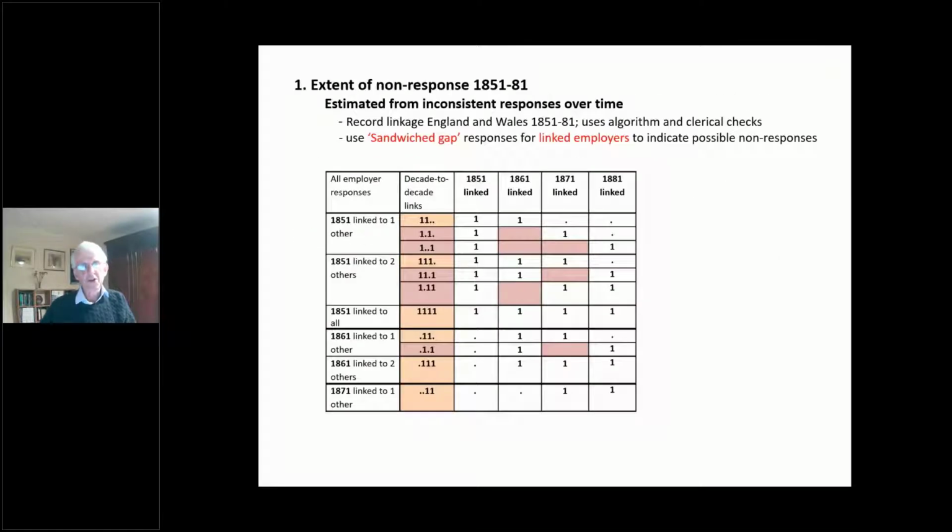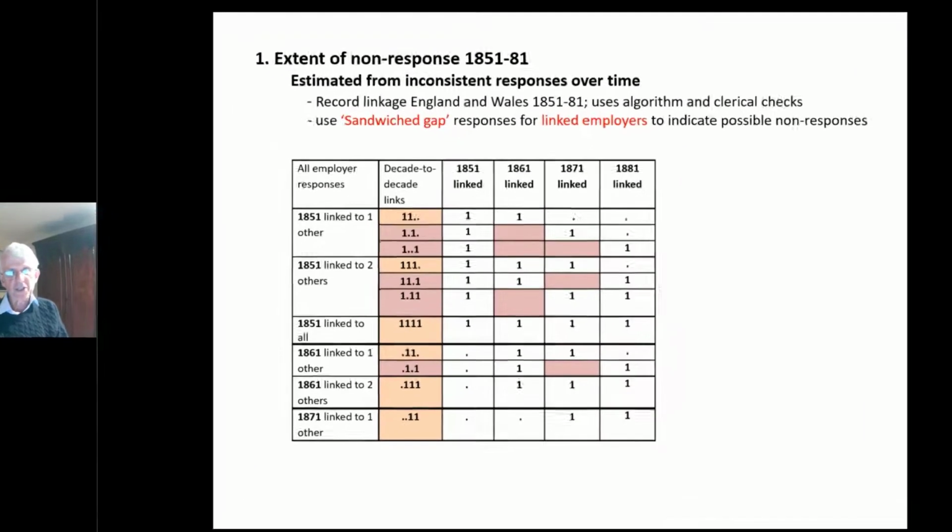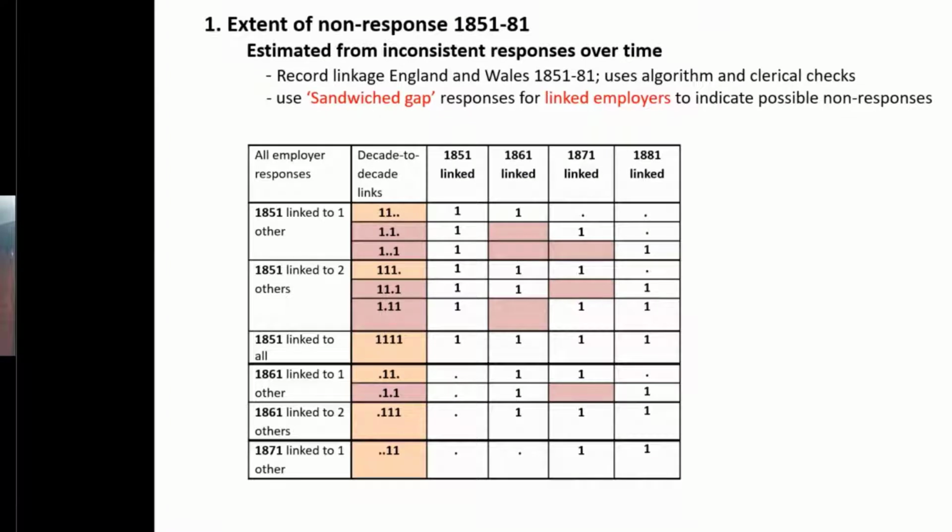So first of all, on non-response, this is a fancy little bit of work that I've just been finishing, in fact, which uses record linkage between the first 4 of these censuses, the early ones where the employers give their workforces, and we link together records for each of these censuses algorithmically and again by clerical checks, so that we can track a given employer from one census to the next.